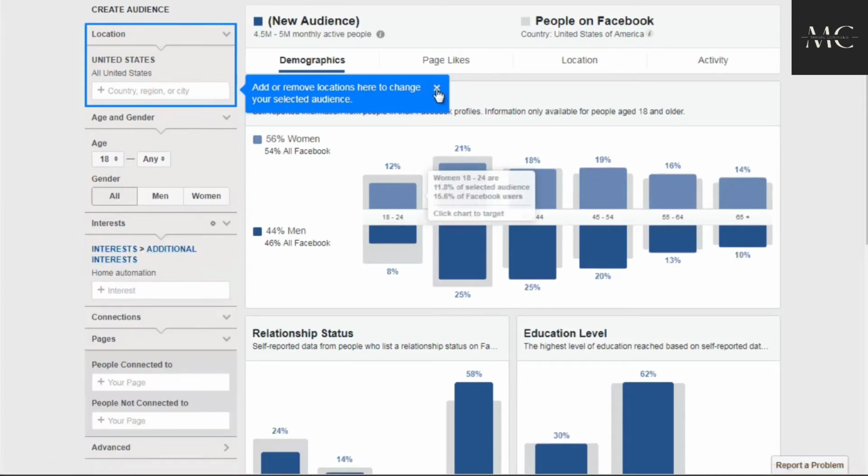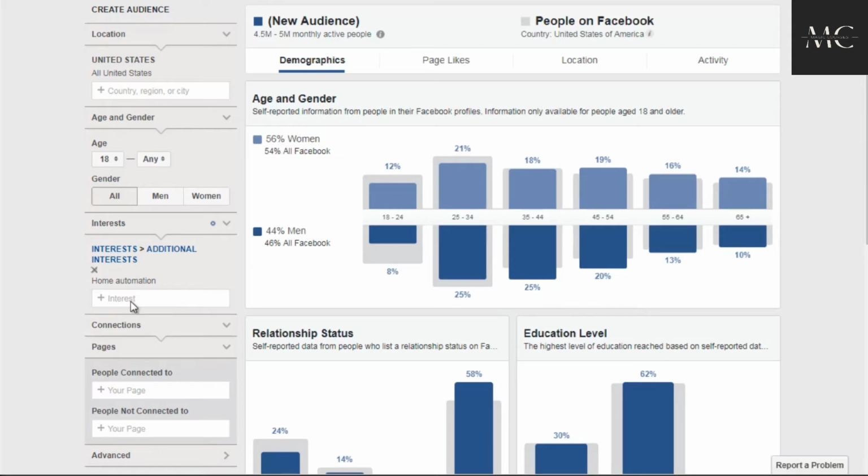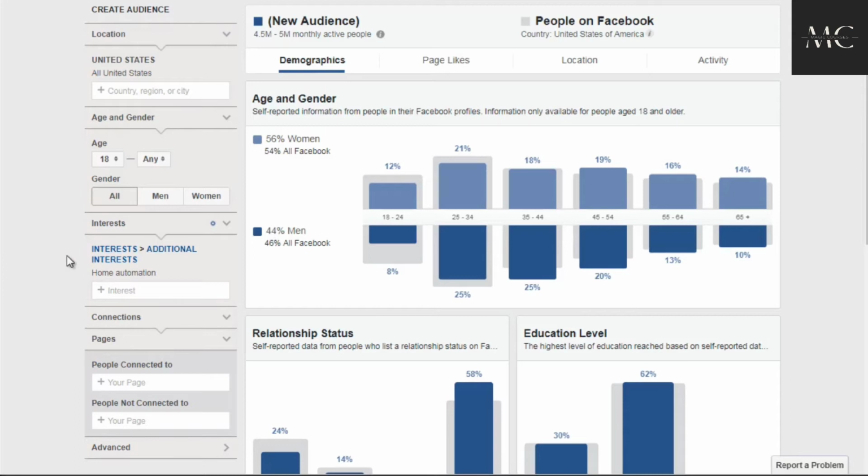Now, what's interesting about this was I assumed that the people interested in home automation would primarily be men. While it's close to 50-50, you can see that 56% of women are interested in home automation. Now, we don't know. Hypothetically, that could be because they're using their husband's accounts. We don't know. But this is enough data to tell us that there is a majority of women. So 56% women, 44% men.